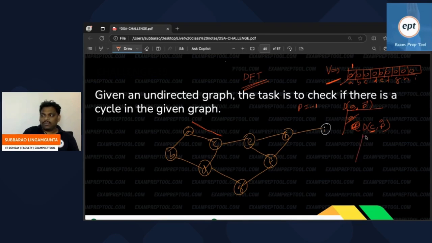Same story. What is the first step? C will be visited. Now find the adjacent of C: A, D and E. Take one of them, but remember, that vertex cannot be the previous. C's previous is A, and A is an adjacent of C but it is the previous, so don't take it.